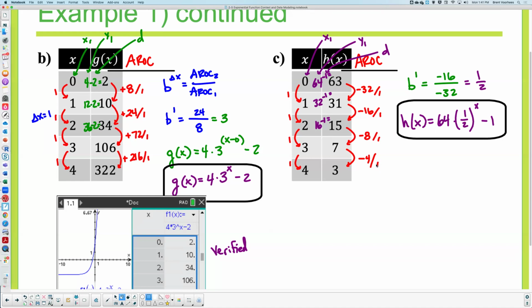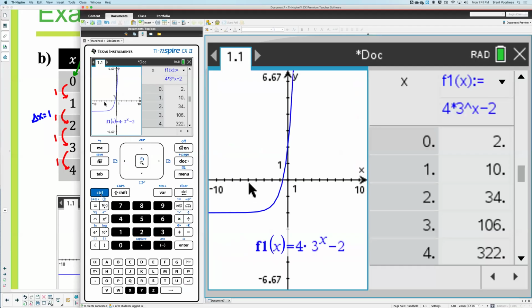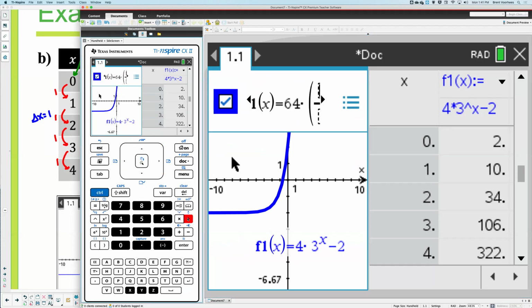So again, I'll pull up our equation. Click on this section. You can press the tab key, and then press up to change your equation. We had 64. The base, I'm going to put as a parenthesis here. 1/2. And it was a -1? Okay.